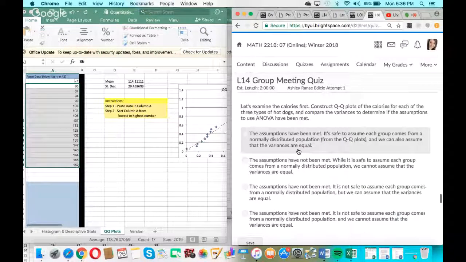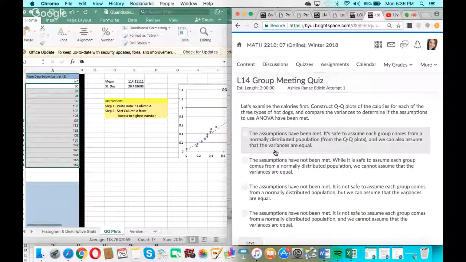The assumptions have been met. It is safe to assume each group comes from a normal distribution. We can also assume that the variances are equal. So the variances are equal, that's for sure. Yes. I'd say the first one, they all looked pretty normal, and if not, then we can choose the third one. Yeah, okay.